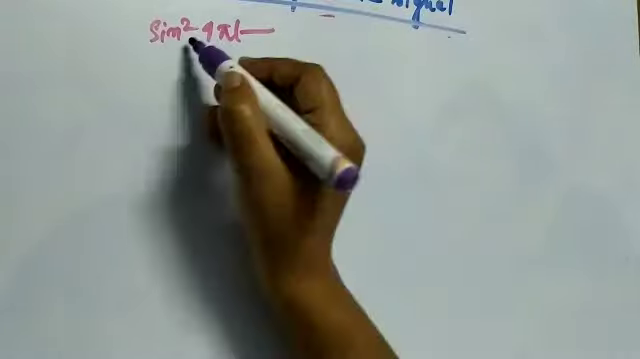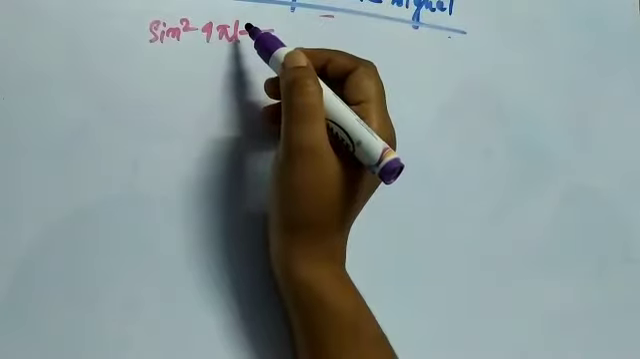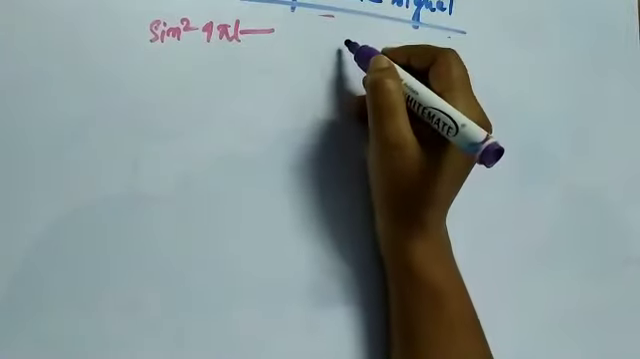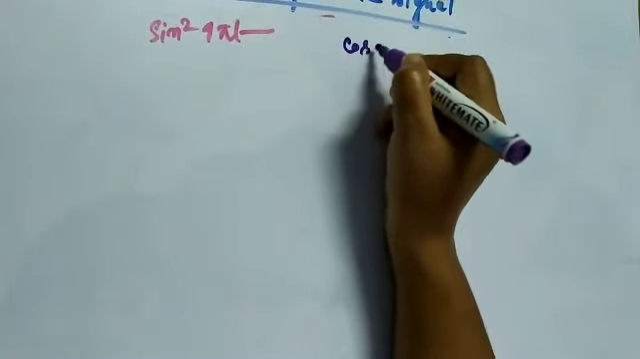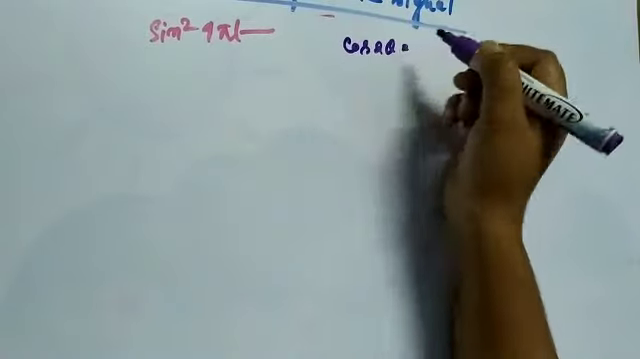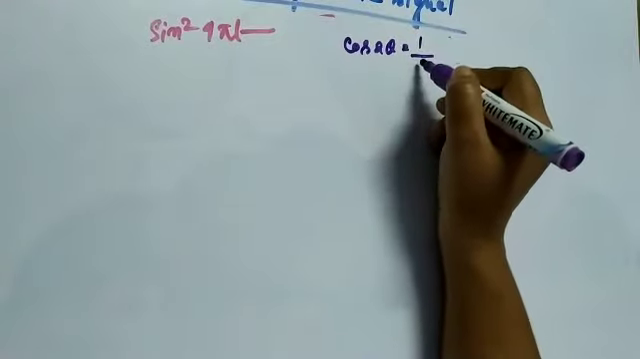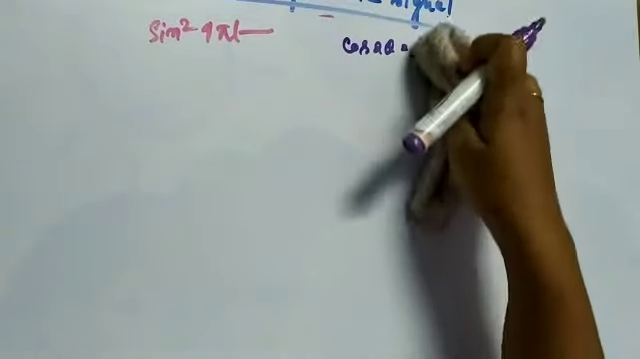Now consider the next problem, that is sin square 4 pi t. For solving this problem, we have to consider the formula that was already discussed: cos 2 theta equals 1 minus 2 sin square theta.